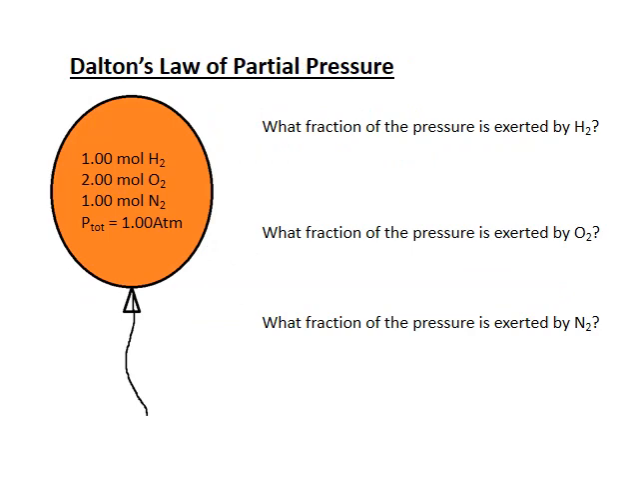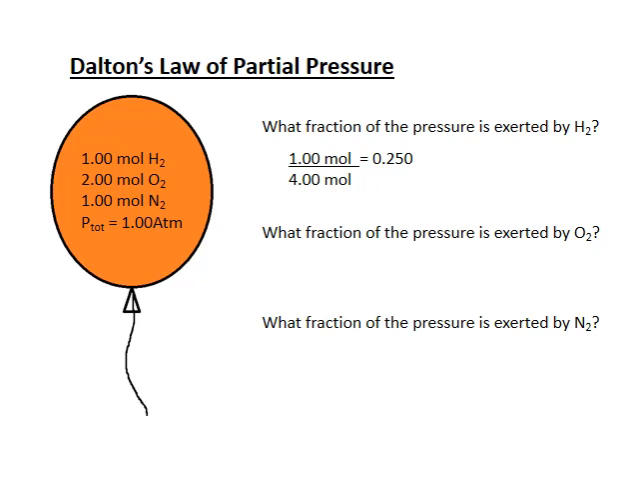Okay, Dalton's law of partial pressures isn't that difficult to understand. I've got an imaginary balloon here that I've pumped up to a grand total of 1 atmospheric pressure. To do that, I needed to put in 1 mole of hydrogen, 2 moles of oxygen, and 1 mole of nitrogen. So I might want to consider what fraction of pressure is exerted by the hydrogen. If you look at this, I've got a grand total of 4 particles, and hydrogen is 1 out of 4 of the particles. So it just makes sense that the fraction of the pressure exerted is 0.25, or a quarter.